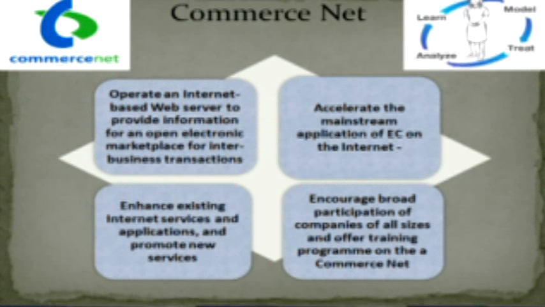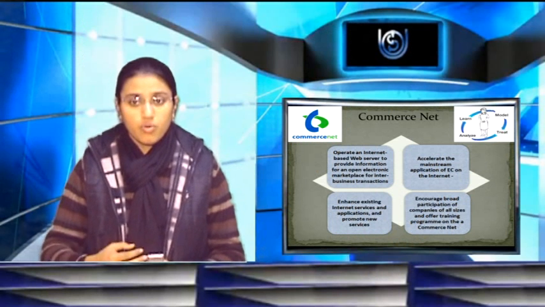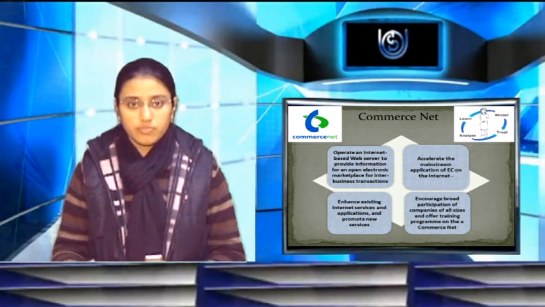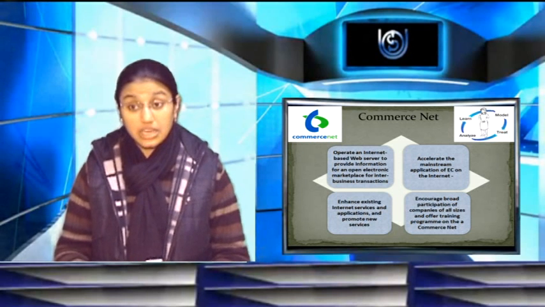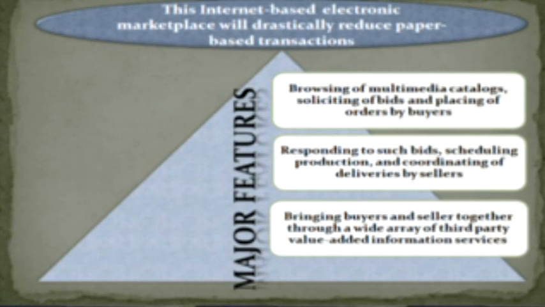Next is CommerceNet. CommerceNet is basically a web server to provide information for the open electronic marketplace for interbusiness transactions. If we talk about interbusiness transactions, what information is required? That information is provided here. It is basically required to improve the source of business and yes, give a right practice in the businesses.